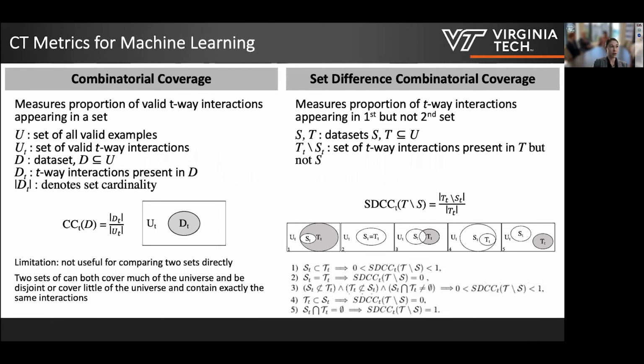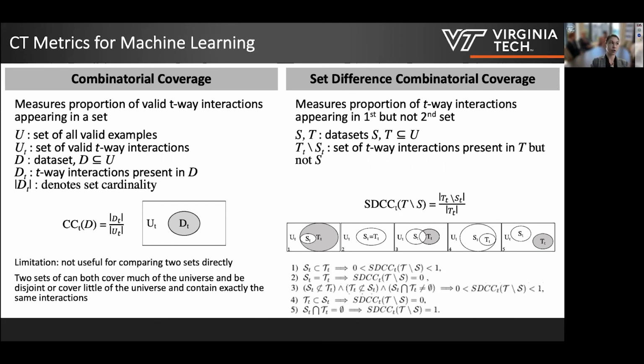So some of the metrics that we have, one is adapted from the combinatorial interaction testing literature, and this is combinatorial coverage. It is the proportion of valid T-way interactions that appear in a set. In the jump screen that I pulled up, it showed you the coverage, and it said for T is 2, it had 100% coverage. And I think for T is 3 was about 75% coverage.